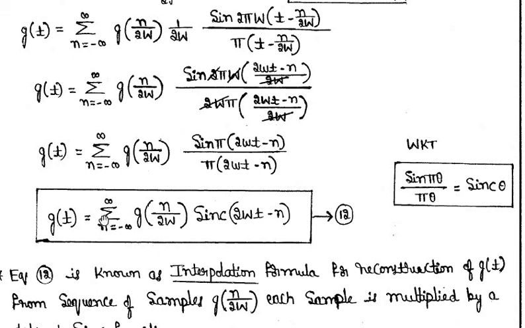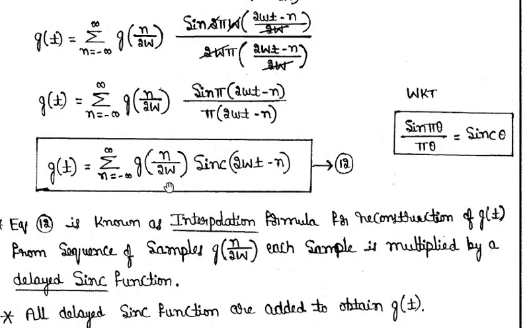That's why my final expression is given by G of t equals summation n equals -infinity to +infinity G of n by 2w sinc 2wt minus n. So this is what I call as an interpolation formula, or the reconstruction of the message signal from its sampled signal. This is a very important question when it comes to semester end exam. It is repeatedly asked in the semester end exam as well as continuous internal evaluation for 7 to 8 marks.